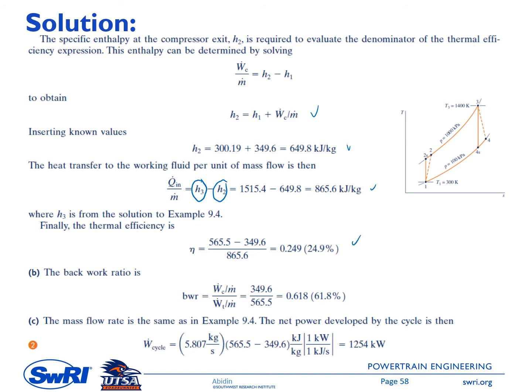It's only 24.9%. Looking back at the previous example, it is for sure higher than 24.9%. The back work ratio now increases to 61.8%. And the last question is the net power. Now it is 1254 kilowatts.